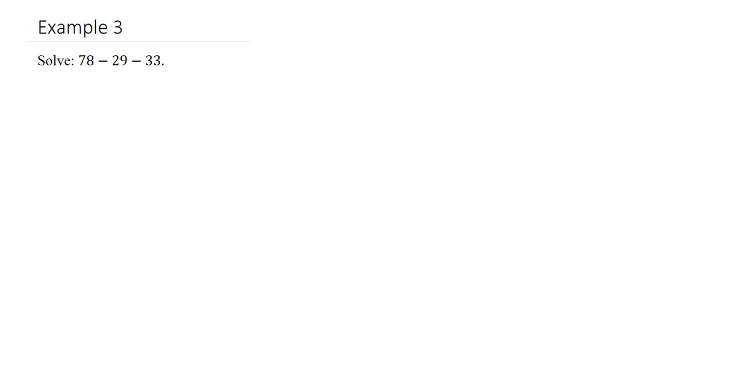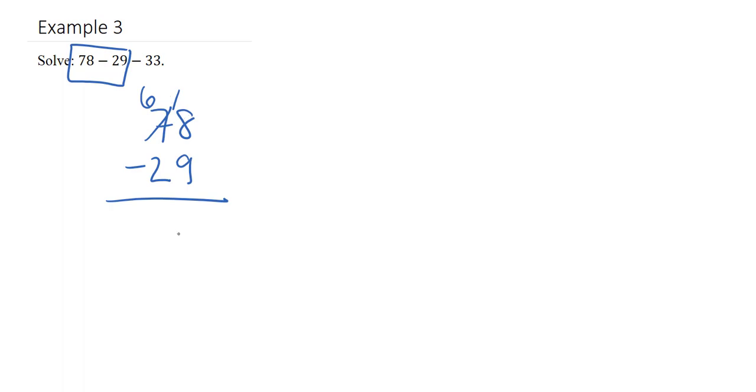Example 3. We're going to solve for the following. So we have 78 minus 29 minus 33. So let's just go ahead and look at this one. 78 minus 29. Well, let's go ahead and subtract. So we need to borrow. So we have 18 now minus 9. So that's 9. 6 minus 2 is 4. So now we have 49.